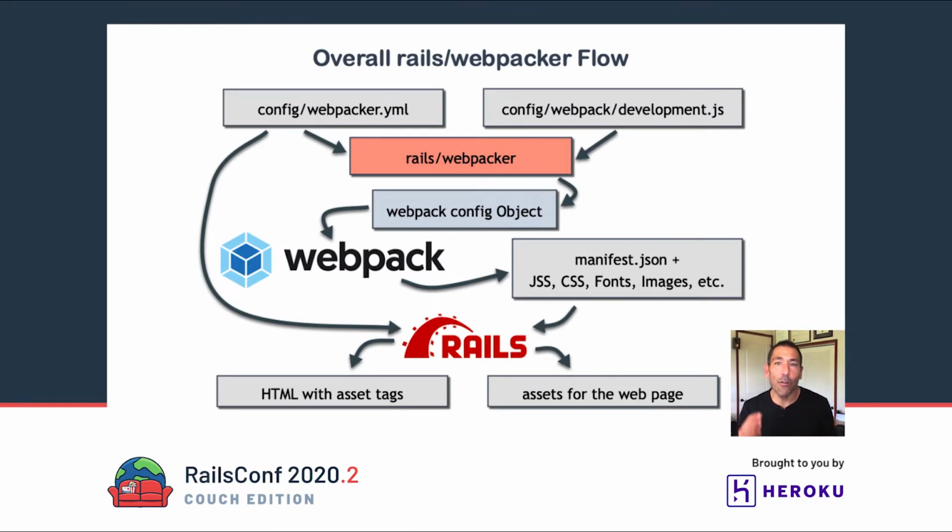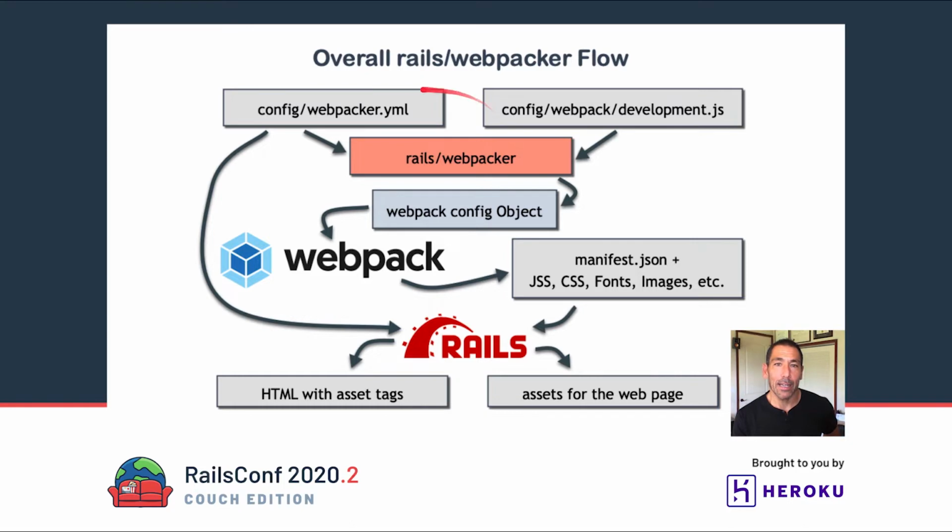So what is the overall Rails Webpacker flow? I'm going to come back to this diagram many times throughout this talk. The main thing is that we've got to be able to orchestrate Webpack. And so how are we going to do that? Well, first of all, we're going to have some settings in this config Webpacker YAML file.